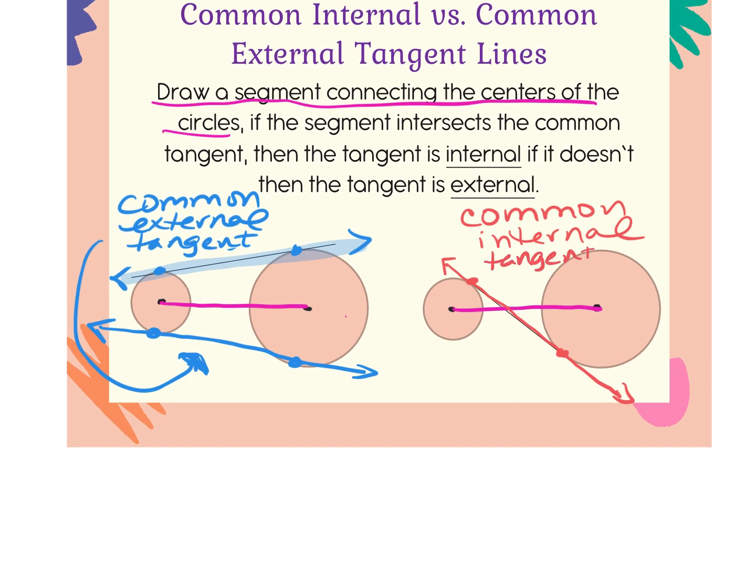Now I can draw another one the other way. So I could also draw and have it skim along this way. And this would also be another common internal tangent. So both of these would be common internal because they intersect that pink line that connects the centers. So when the circles are sitting side by side, there's actually 4 common tangents that you can draw.